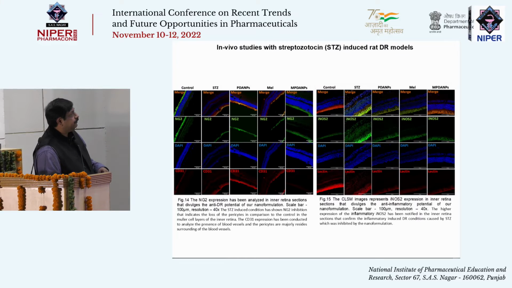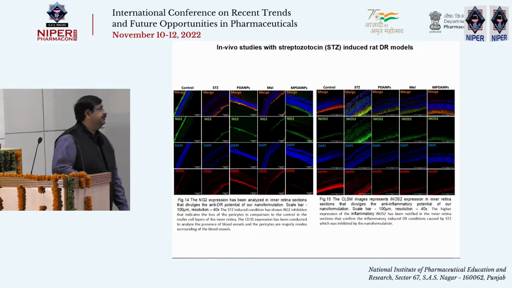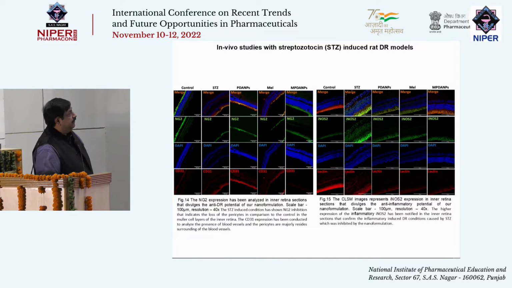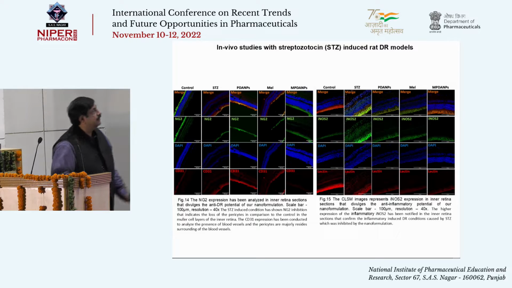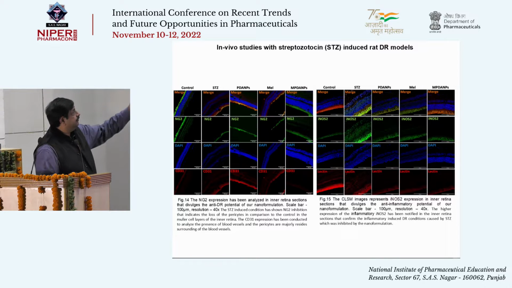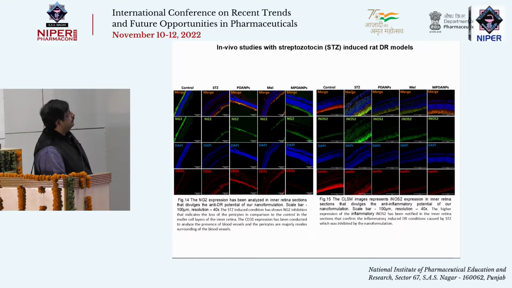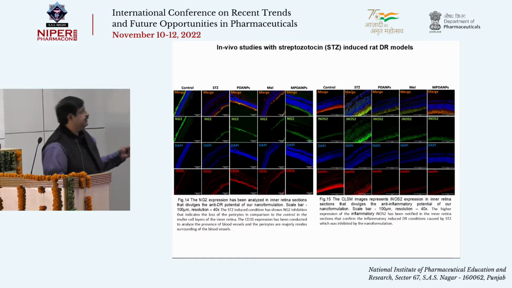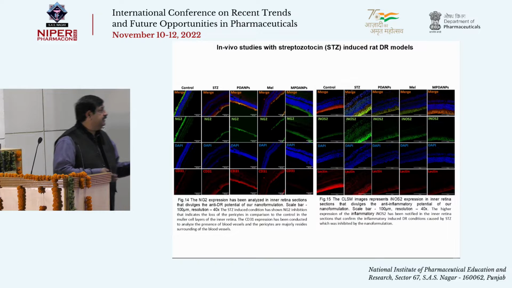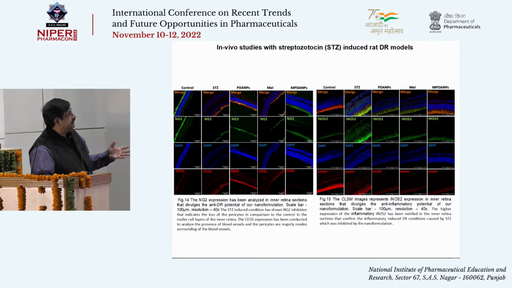Then we looked at NG2, which is a marker of the pericytes residing in the molecular cell layers of the retina. That is completely gone or inhibited following the STZ treatment, and it came back after the therapy. We also monitored CD31 as a blood vessel marker. We could see it is highly stimulated following STZ, which also returned to normal following the therapy.